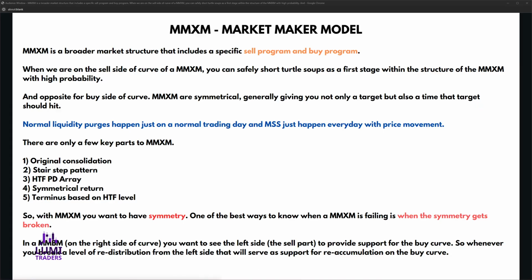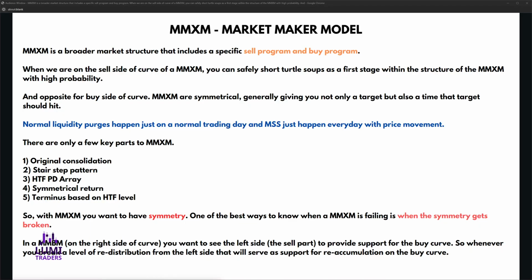Okay, what is the market maker model? The market maker model in general is a market structure that consists of a specific sell program, the sell side of the curve, and a buy program, the buy side of the curve. When we are on the sell side of the curve, or sell program, of the market maker model, we can safely short turtle soup as the first stage within the structure with high probability.